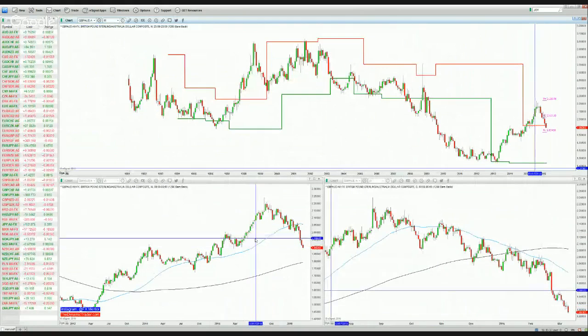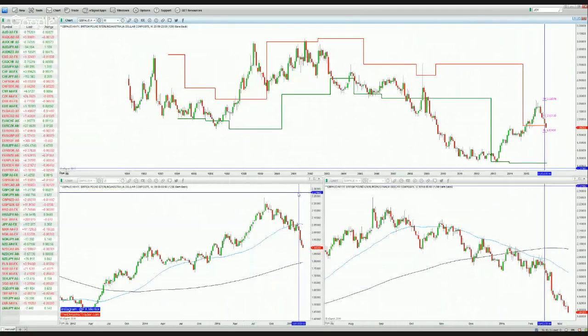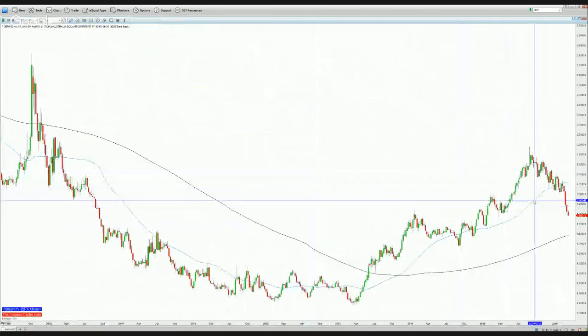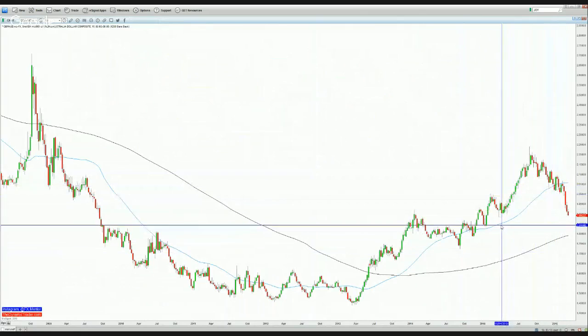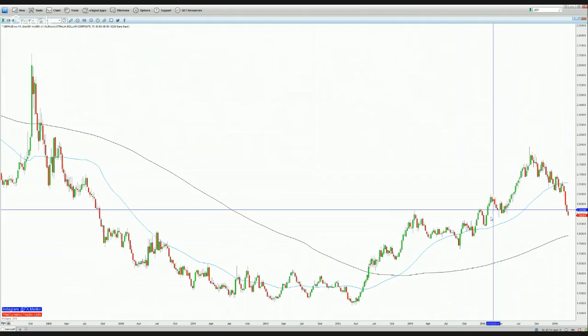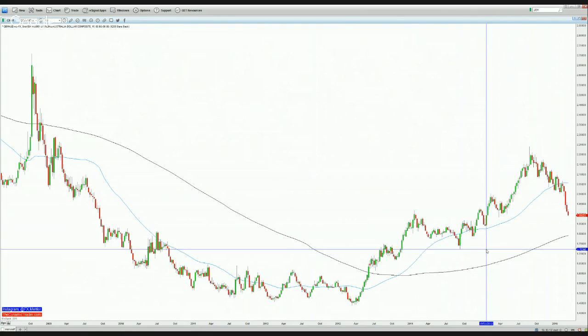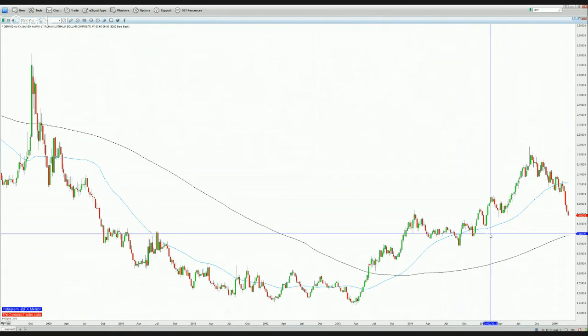On the weekly, trading below the 50 but above the 200. So that is not favorable. In addition, there's a lot of support levels ahead. There's pivot support there. There's pivot support there. Pivot support there. So there's quite a few levels of pivot support.